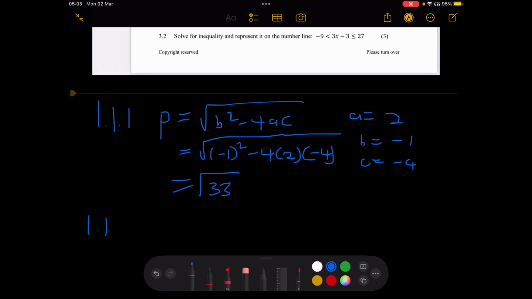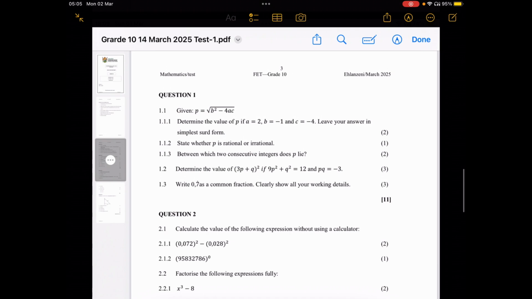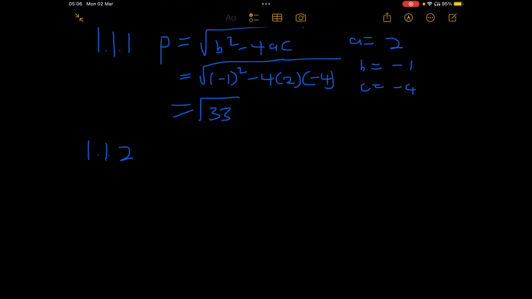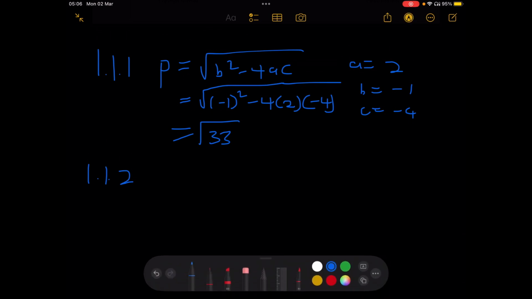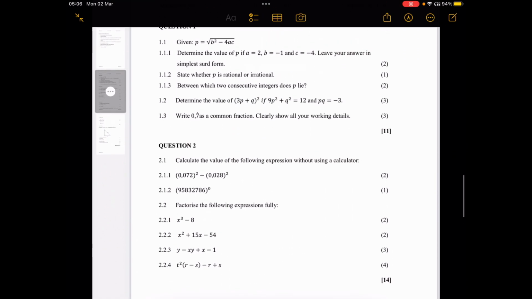Now, 1.1.2 is asking us what is the value of P? Is it rational or is it irrational? Then we know that the square root of 33 gives us a value that is irrational because it's in surd form. So it's irrational. 1.1.3 now is asking us between which two integers does this P lie, because it's a surd.